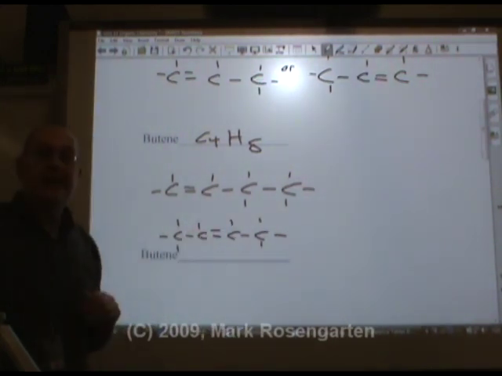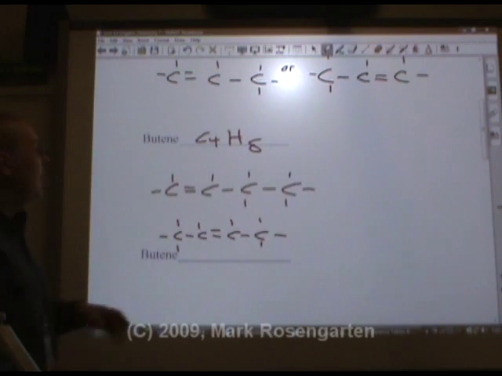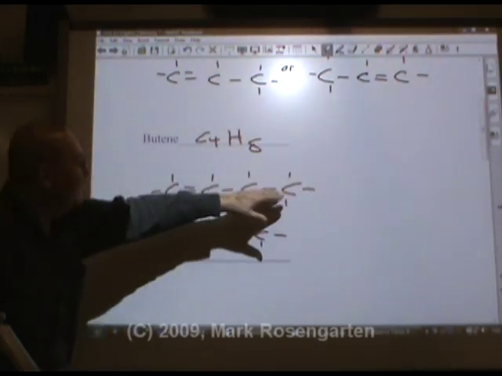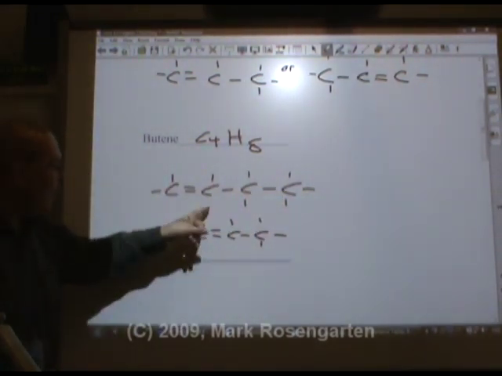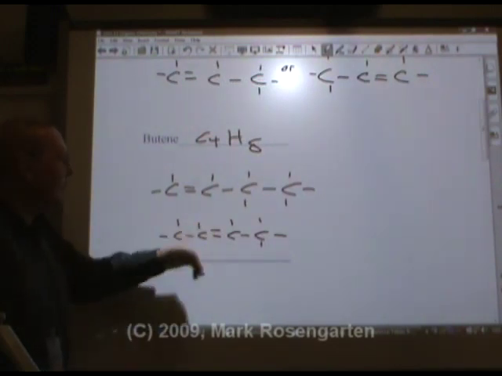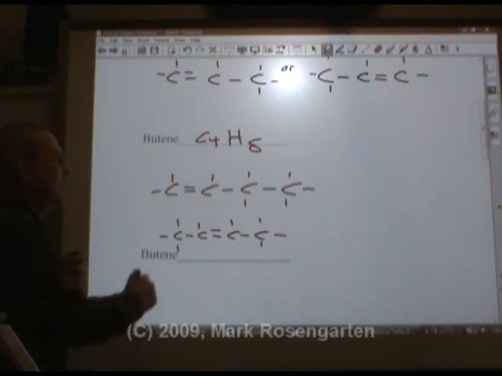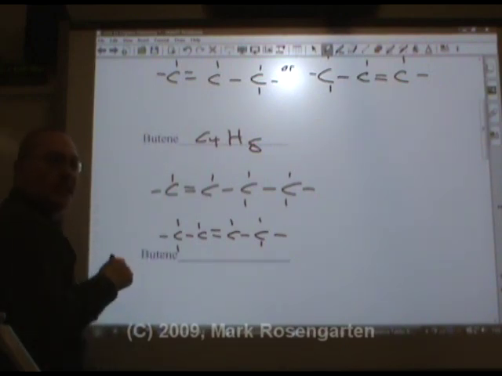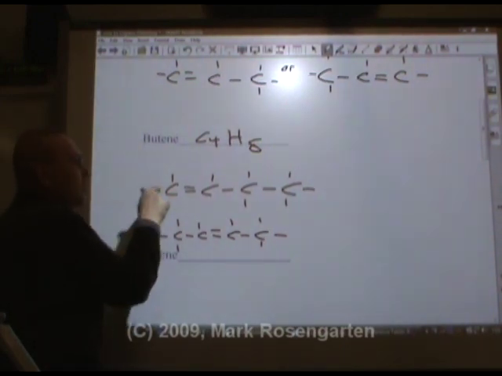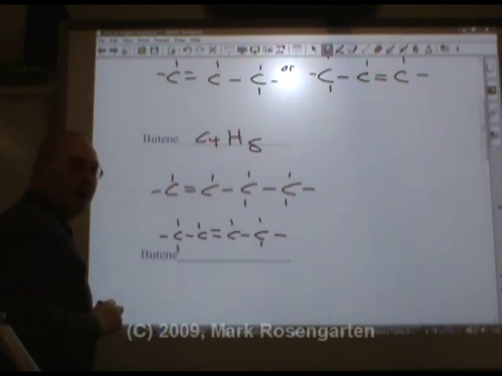These are both butene, but they're not the same molecule. If you look at this, this has less symmetry than this does. Look how nice and symmetrical that is. Double bond is in the middle. So what you do is you put a number in front of the name of the molecule to indicate the lowest numbered carbon that the double bond is on.